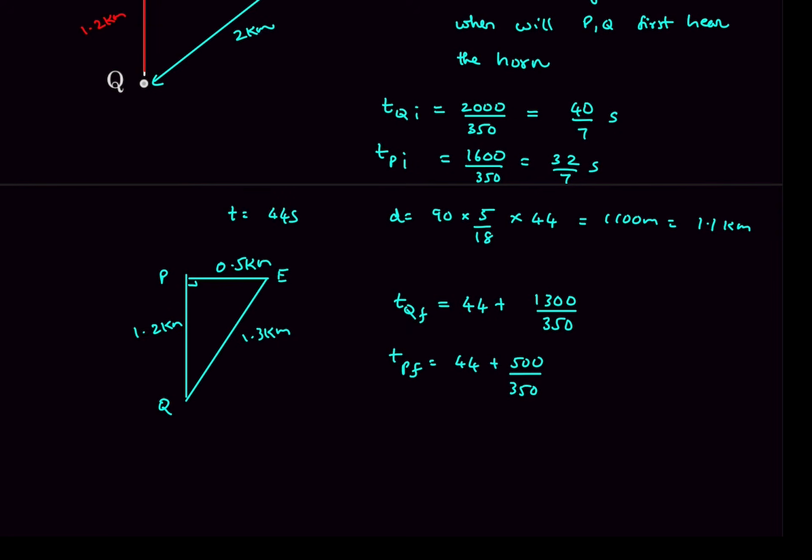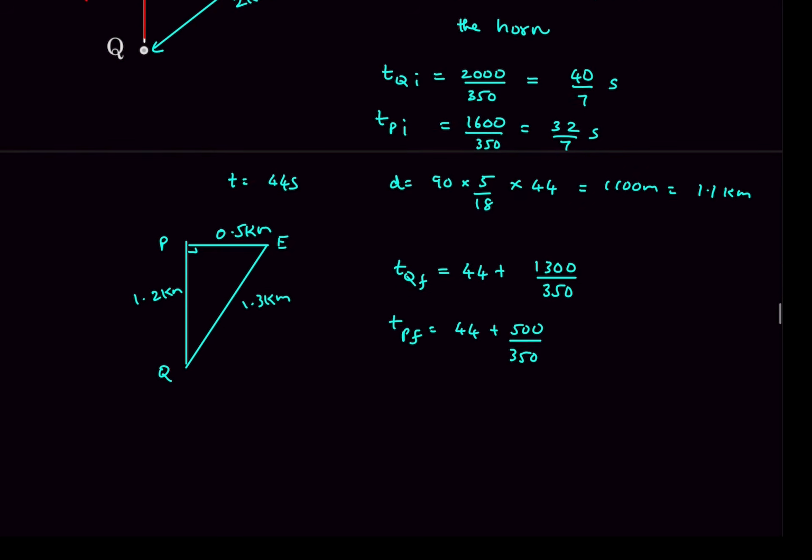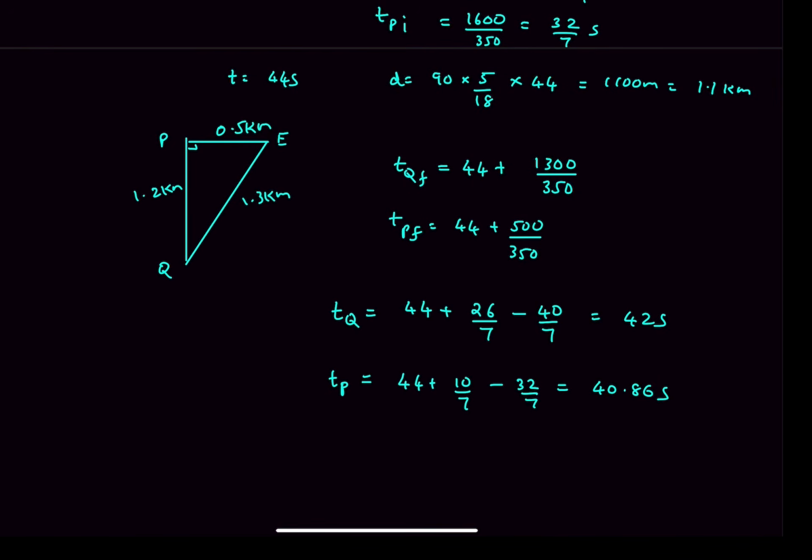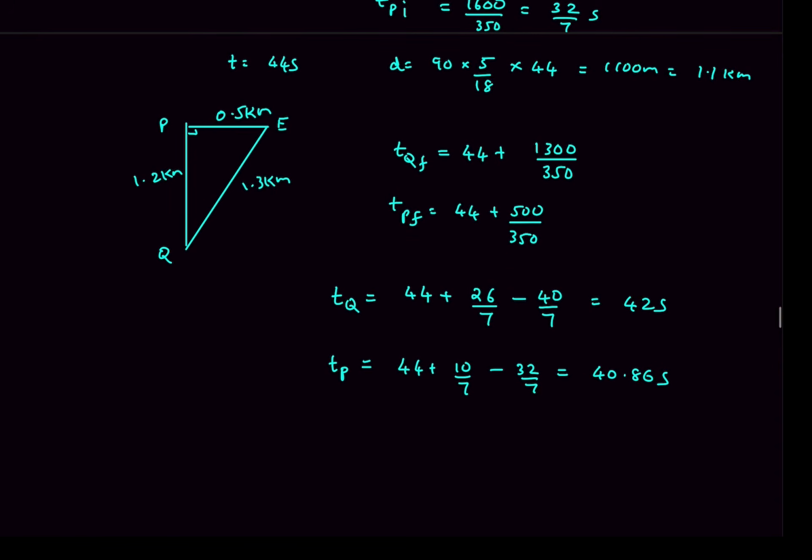So all we have to do is take the difference of these two values to get the time duration for the horn. Once you take the difference, TQ will turn out to be 42 seconds and TP will come out to be 40.86 seconds. So this is the time duration for which the village and the railway station hear the horn. Now let's move on to the next question.